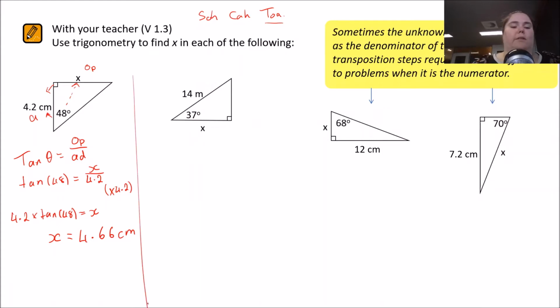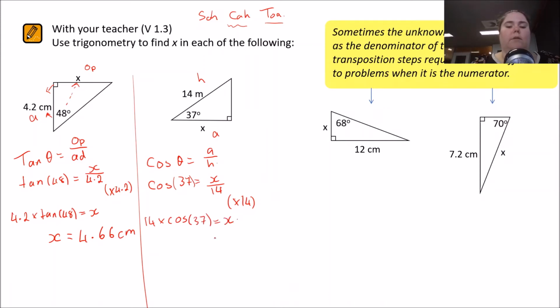So once again, we label our sides. So here we have the hypotenuse and we have the adjacent. So that's cos theta equals adjacent over hypotenuse. Then we sub in our values. So adjacent over hypotenuse. Then we want to get that x by itself. So we're going to times both sides by 14. 37 equals x. So therefore, my unknown side is equal to 11.18 meters.